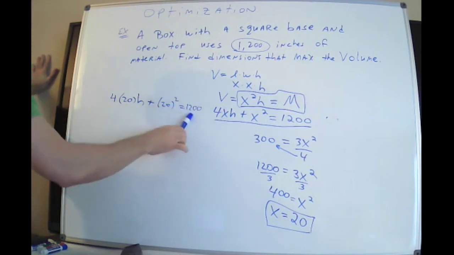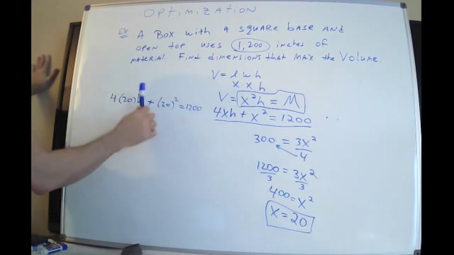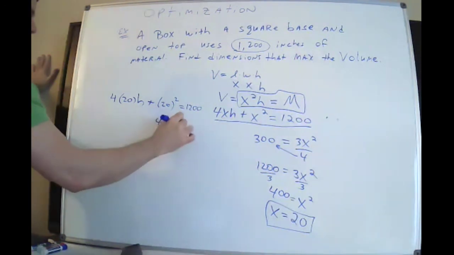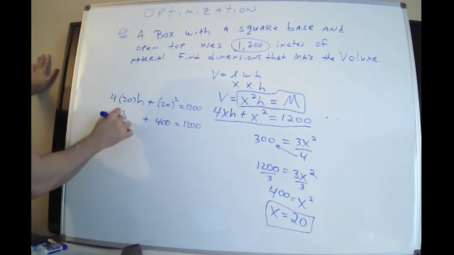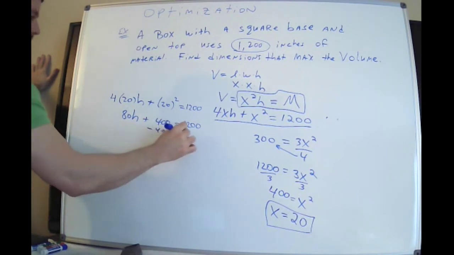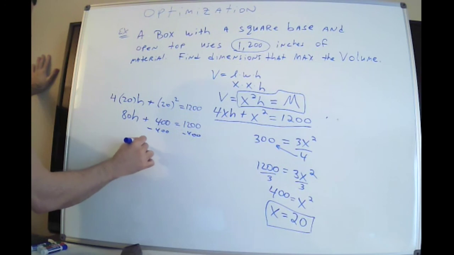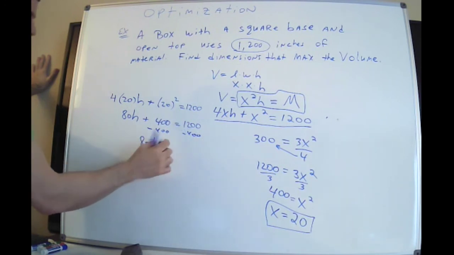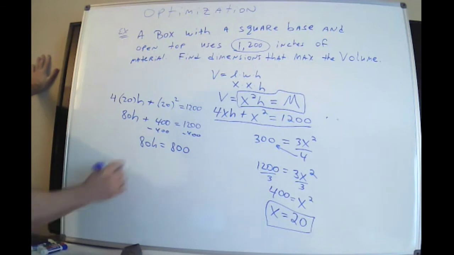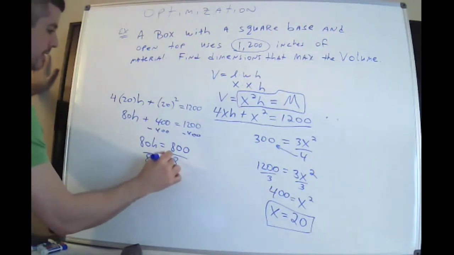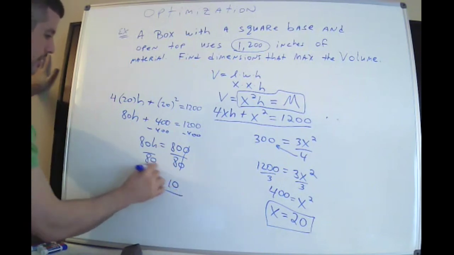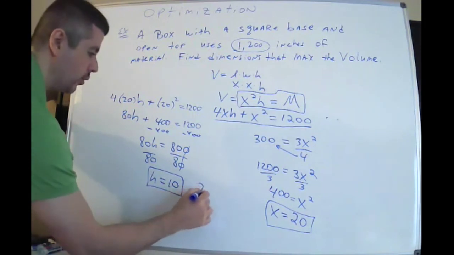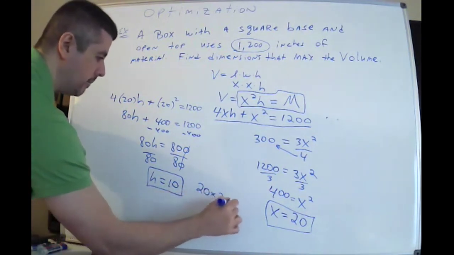I know that I used 1,200 inches of material. So this is 20 squared, which is 400. We just figured that out because I just did the square root of that. Over here, 4 times 20 is 80, and you have an H that I'm solving for. Subtract the 400 off of there. The problem is over. We did it. 80H equals 1,200 minus 400, which is 800. Now divide it by 80, right? Cross out the 0. 80 divided by 8 is 10. So our box is going to be 20 by 20 by 10.